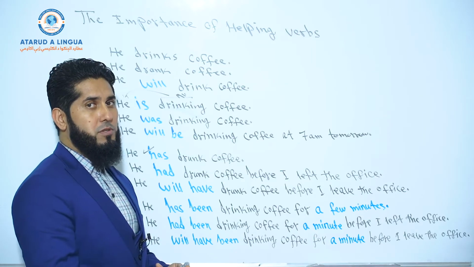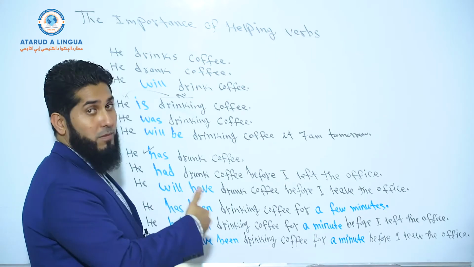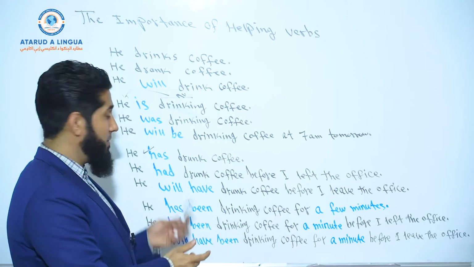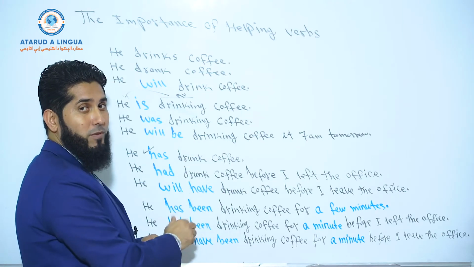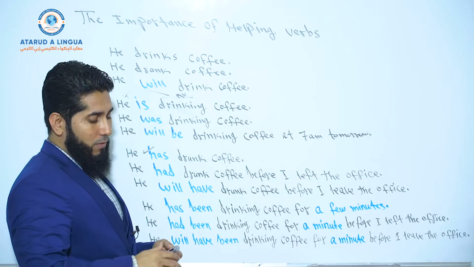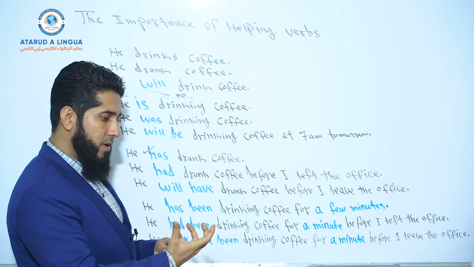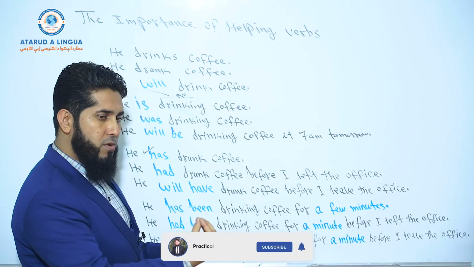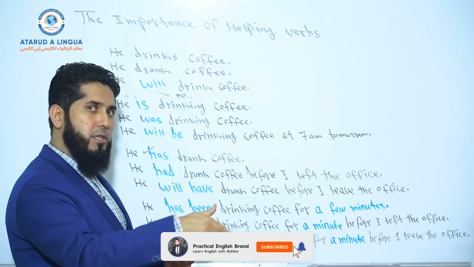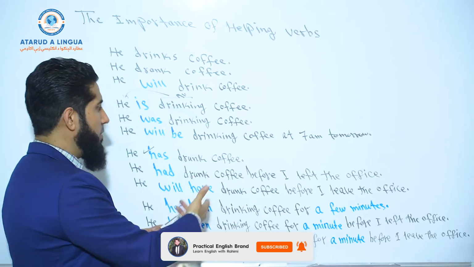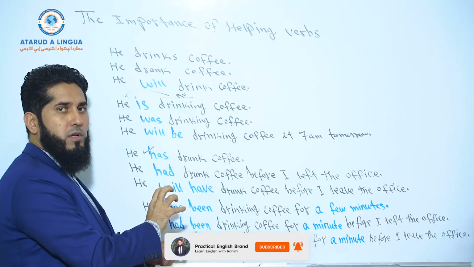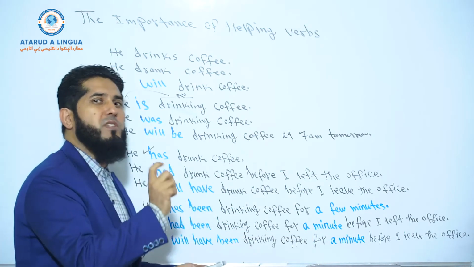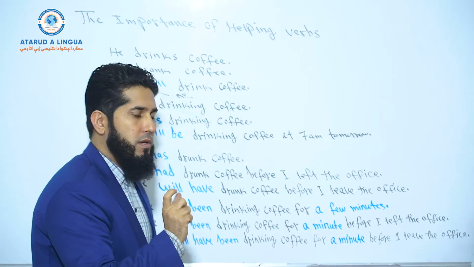There are other usages too. But now you see the importance of helping verbs. If we didn't have these helping verbs, our main verb wouldn't give us the specific purpose of an action in each tense. So helping verbs help the main verbs to express a kind of specific purpose.